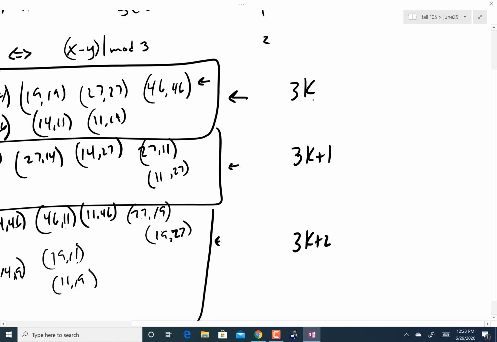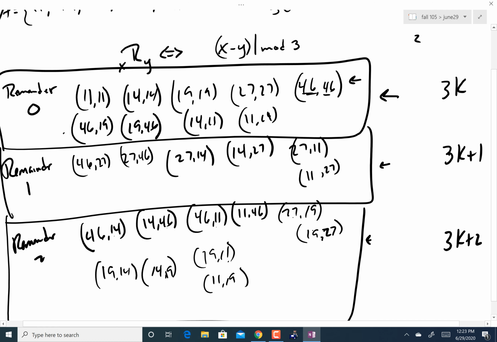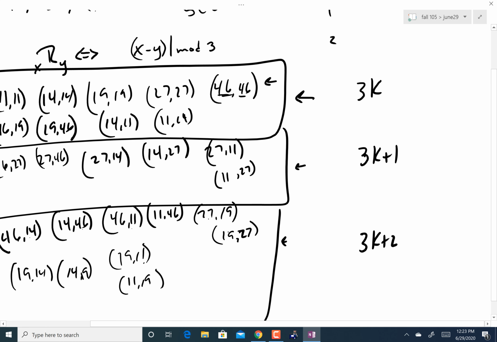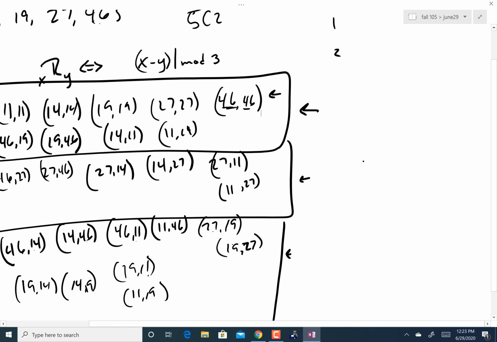Think about it now. With the exception of these guys here, which give you 0, their differences were equal to a 3k. So 24 minus 11. So 24 is equal to something. Okay, so it's equal to 3k plus something, right? And then 11 is equal to 3k plus something.